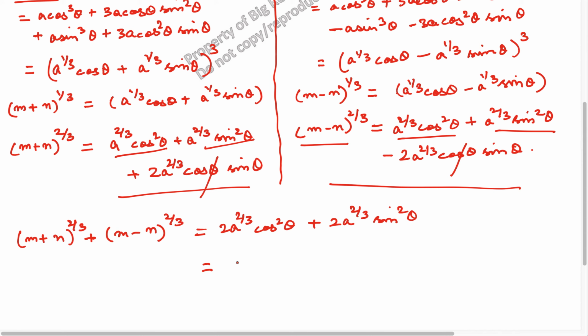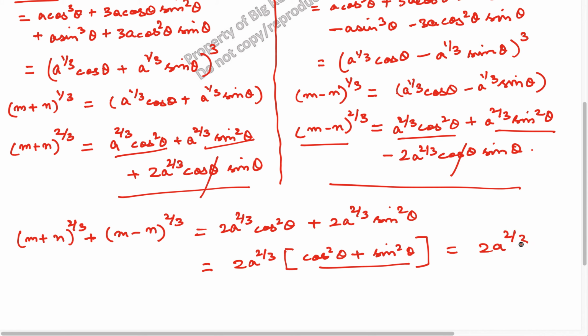And here on the RHS, if I take 2a to the power 2 by 3 common, I get here cos square theta plus sine square theta, and this value is equal to 1, so this becomes equal to 2a to the power 2 by 3, which is the RHS we were looking for.